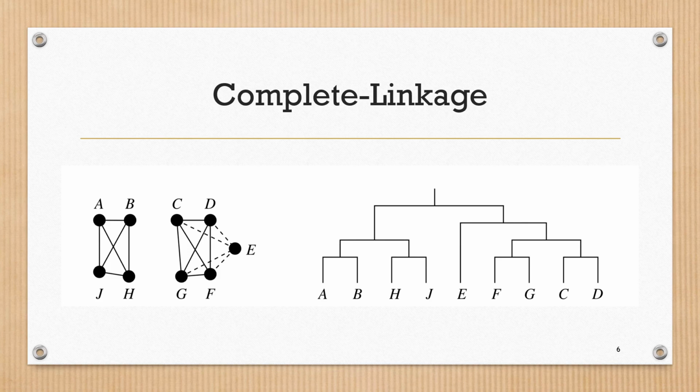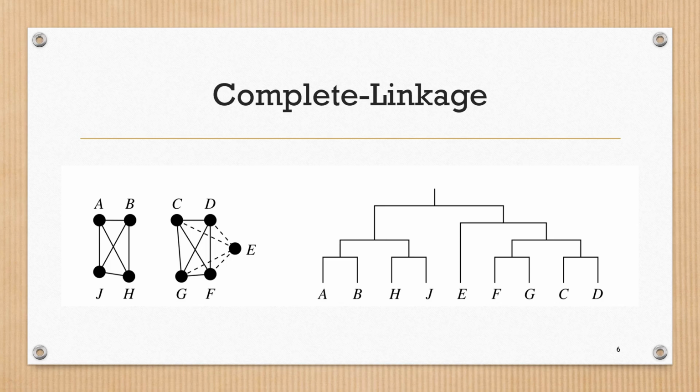When complete linkage is used, cluster FG is merged with cluster CD because distance CE and distance GE are both greater than the maximum distance between cluster CD and cluster GF. Therefore, cluster CD and cluster GF are merged as cluster CDGF.